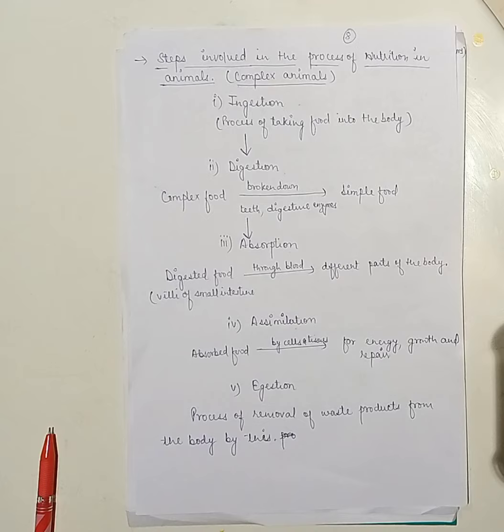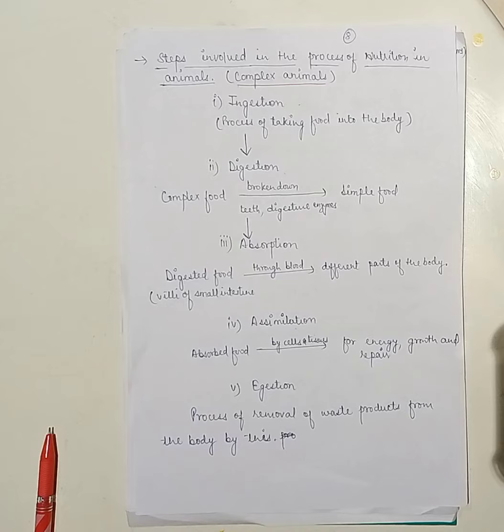Today we will study the steps involved in the process of nutrition in case of the animals. These steps remain the same both in complex animals as well as in simple organisms like amoeba. Complex animals are we human beings and tigers, like these multicellular organisms, and unicellular organisms are amoeba, paramecium, etc.